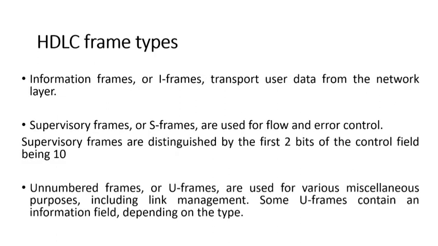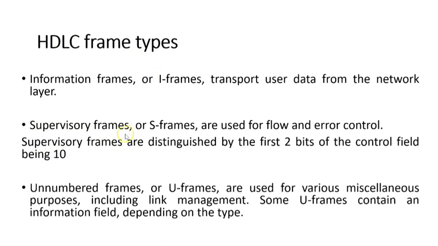Now we have already discussed this, but let us see it in detail once again. There are mainly 3 types of frames in HDLC. Information frames, also called I frames, then the supervisory frame, and the unnumbered frame. The purpose of the information frame is to transport the user data from the network layer. That is, in order to transport any information, we use the information frame.